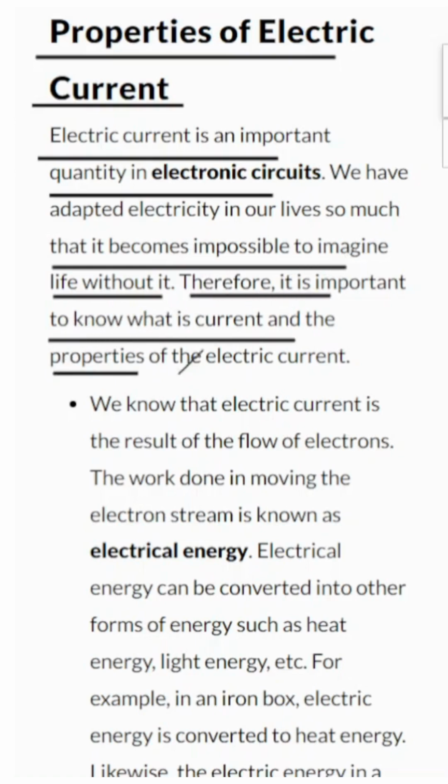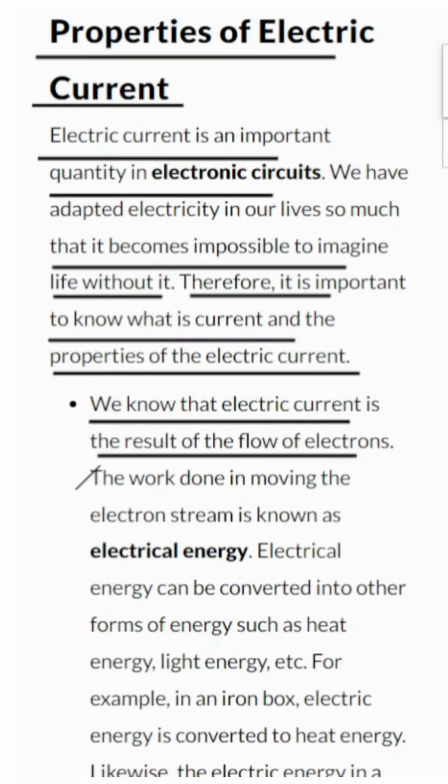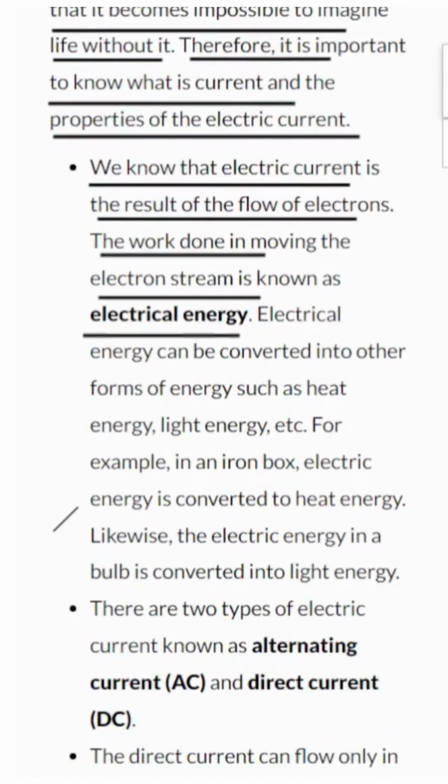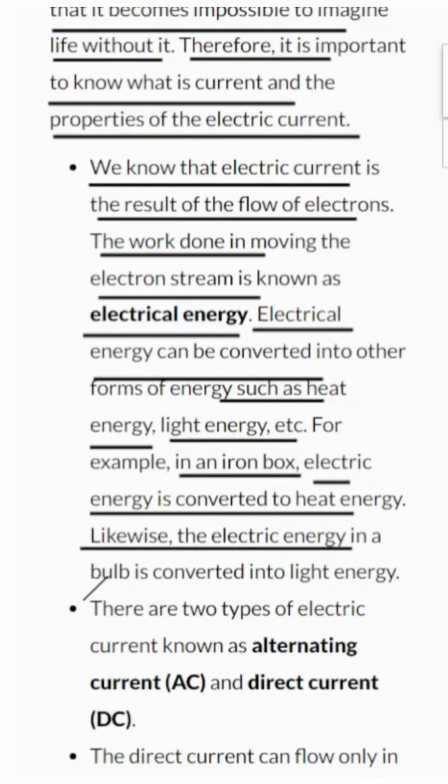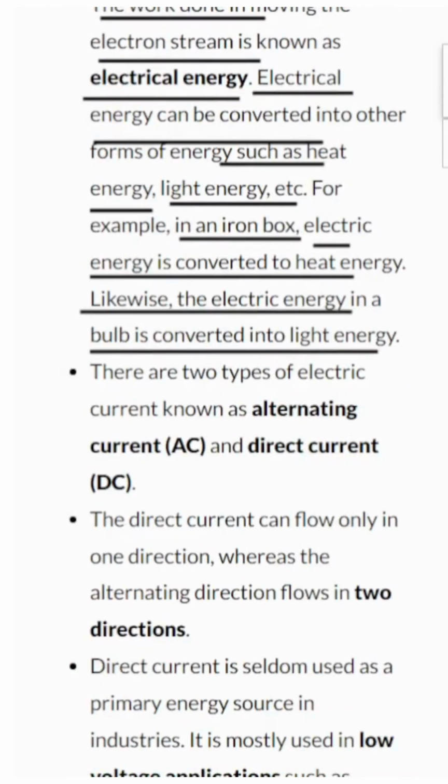We know that electric current is the result of the flow of electrons. This flow of electrons does something remarkable. It's responsible for generating electrical energy. Electrical energy can be converted into various forms, like heat energy or light energy. For example, in an iron box, electric energy is converted into heat energy. Similarly, when you turn on a light bulb, the electric energy is transformed into light energy. It's incredible how one form of energy can transform into another.